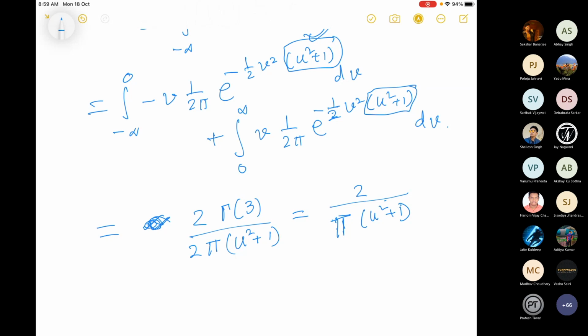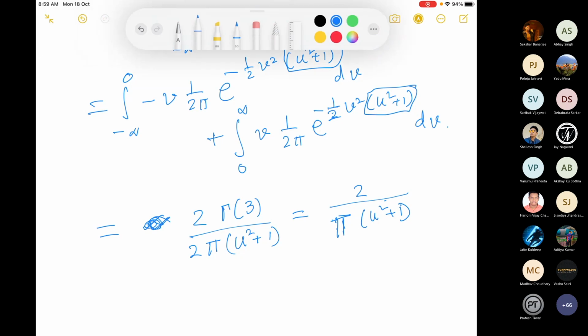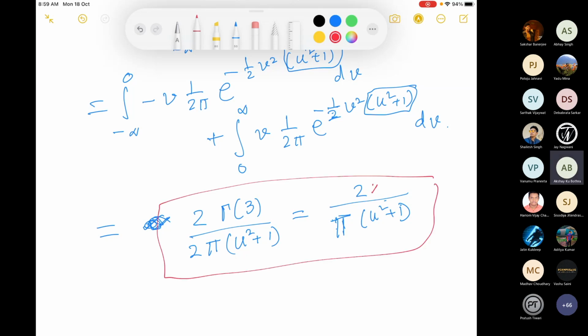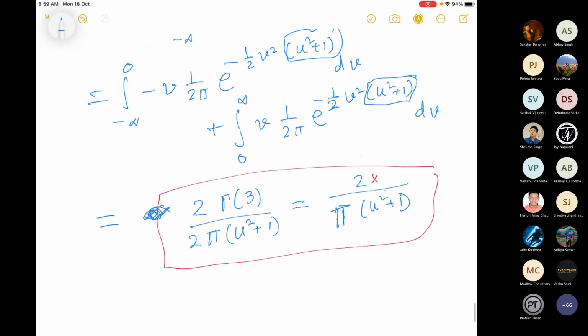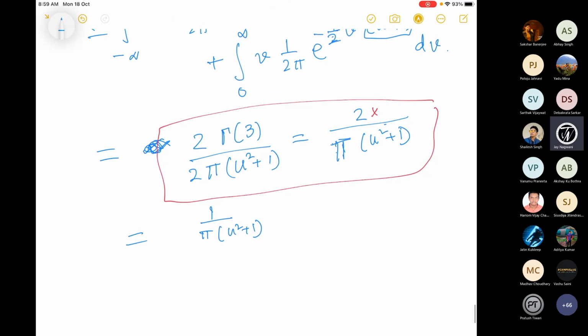Anybody has to say anything about this? I think this is not perfectly all right. Sorry, true, sir, but I have not taken the proper substitution. Okay, so what is the final answer? Sir, I think I am getting 1 upon pi into u square plus 1. I'm not getting 2. Yes, sir, I think the same. I think this is the correct answer.